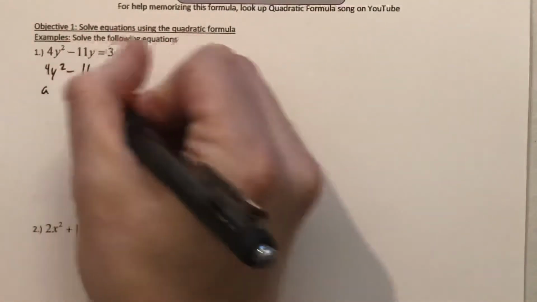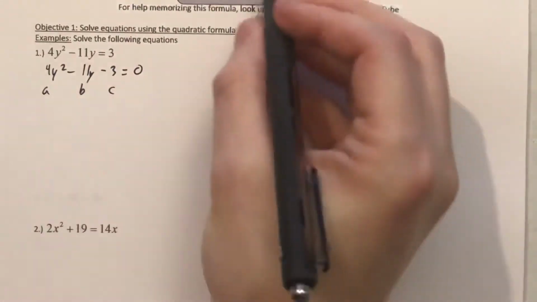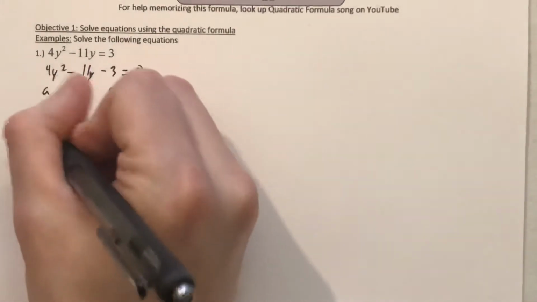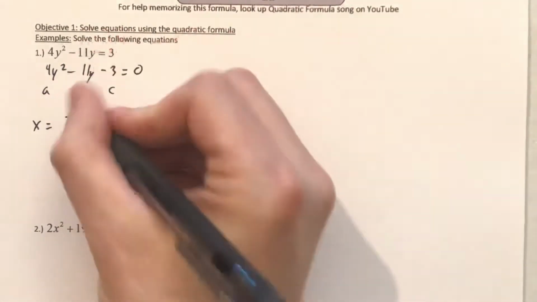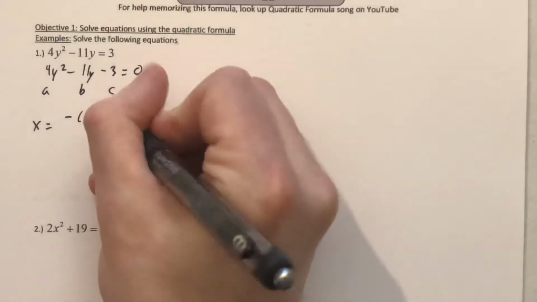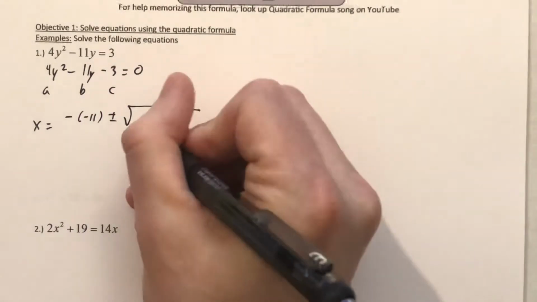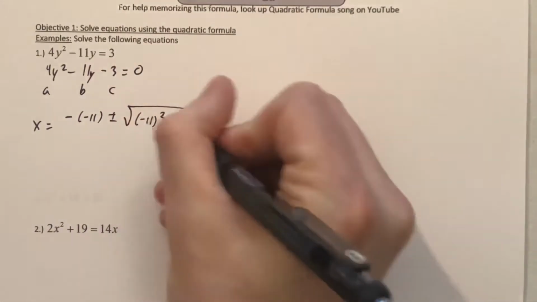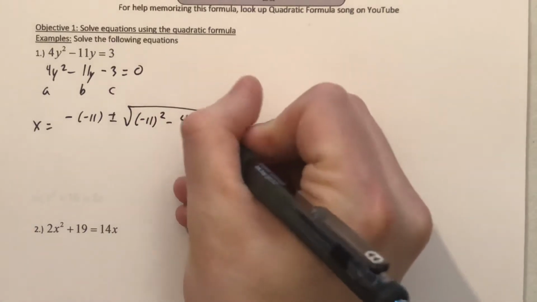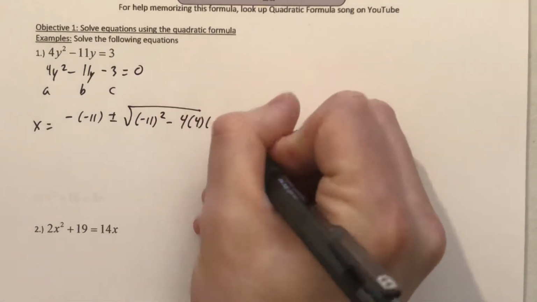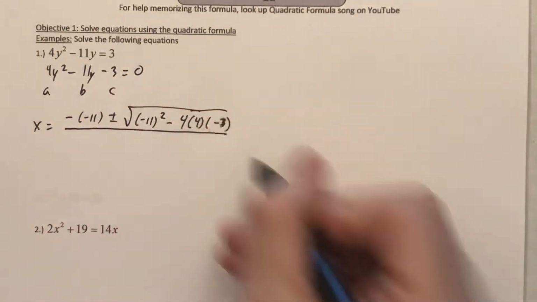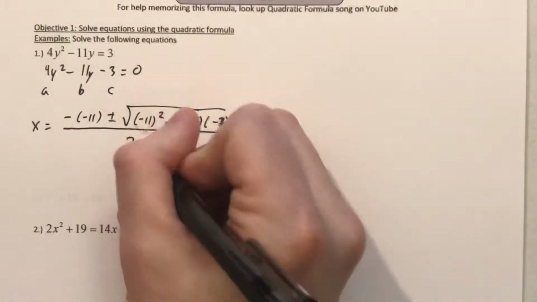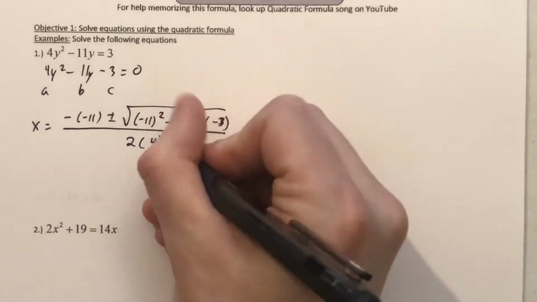Now we have our a, our b, and our c for the problem, and we can take those values into our equation. So we get x is equal to the negative of b, so b is negative 11, plus or minus the square root of, now it's b squared, so negative 11 squared, minus 4 times a times c, making sure you get all these signs. Every one of these signs can make all the difference, all over 2 times a, so 2 times 4.